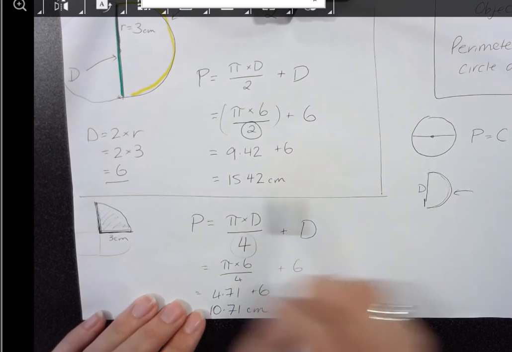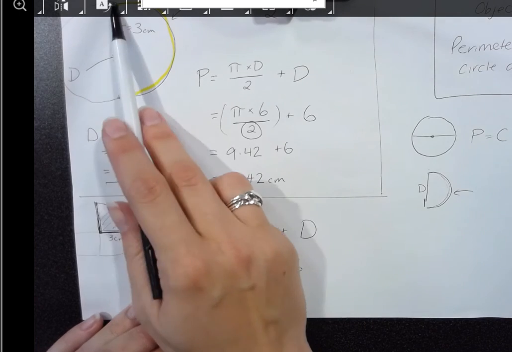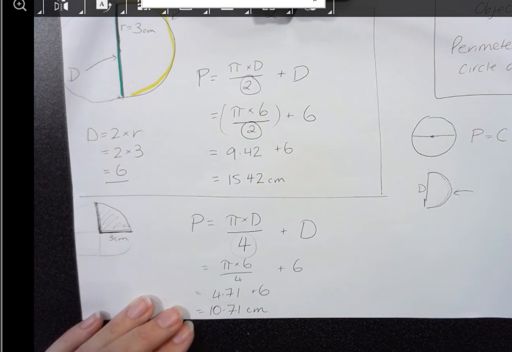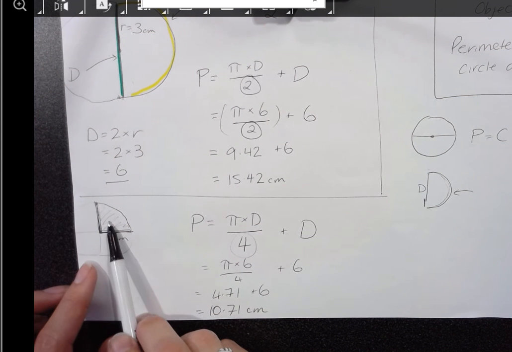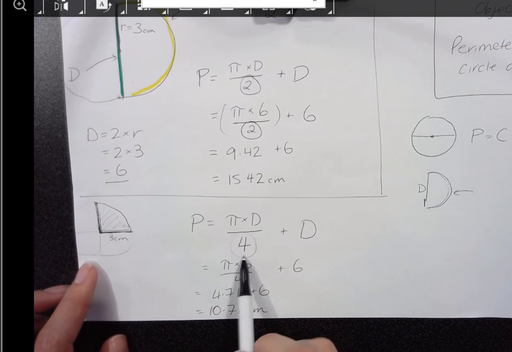So if it's divided by 2, it's a half a circle. If it's a quarter of a circle, you divide it by 4, because it's cut into 4.